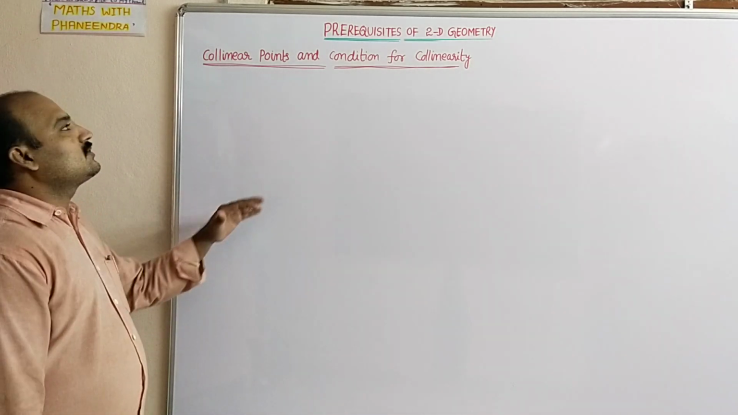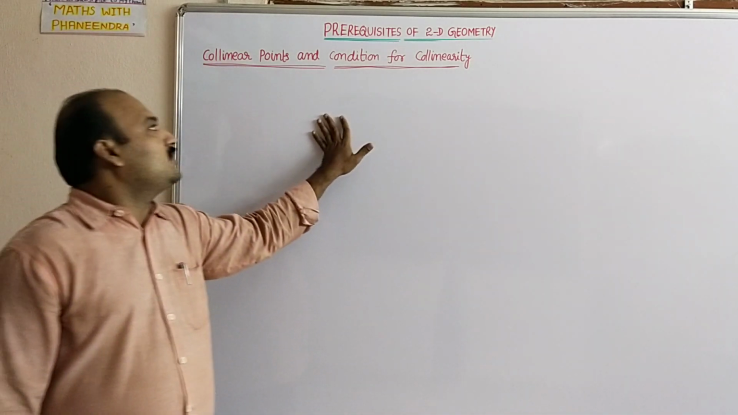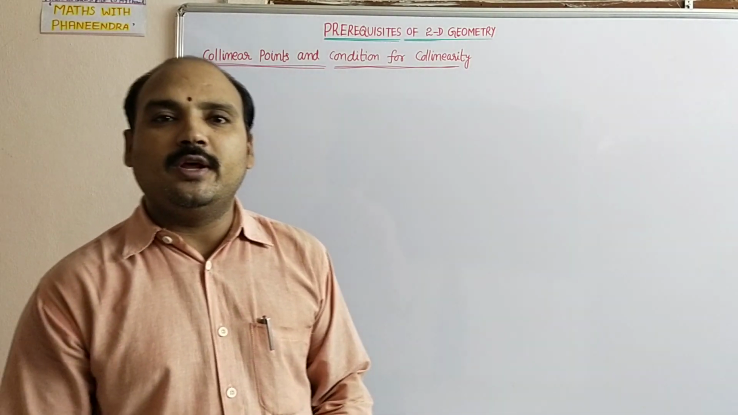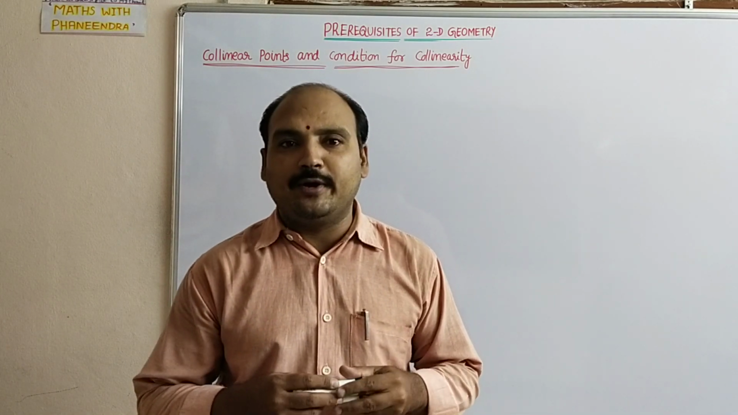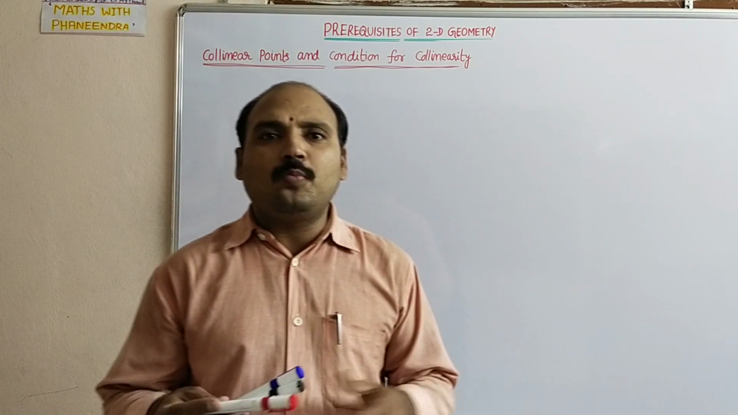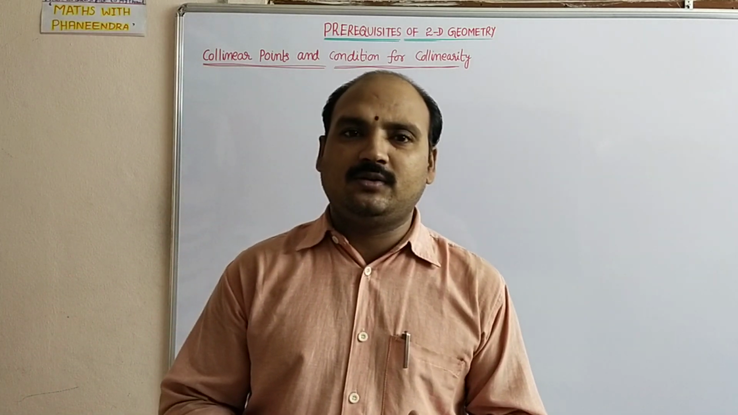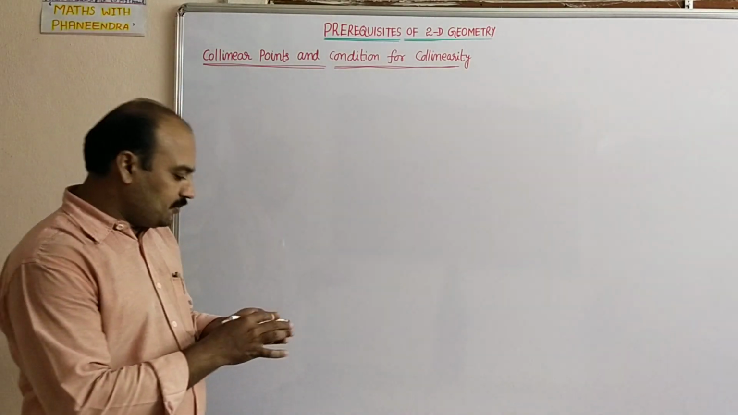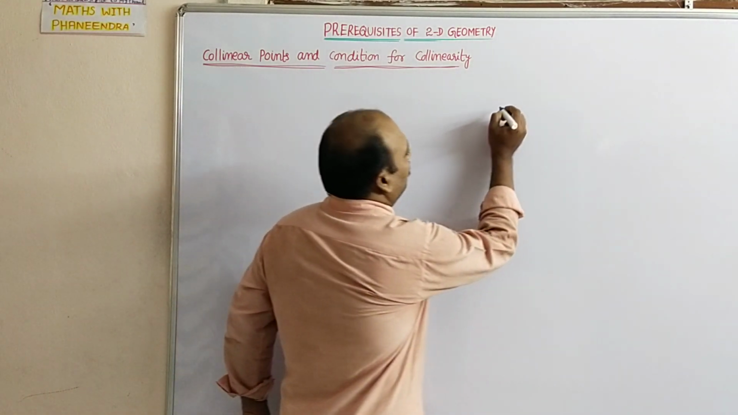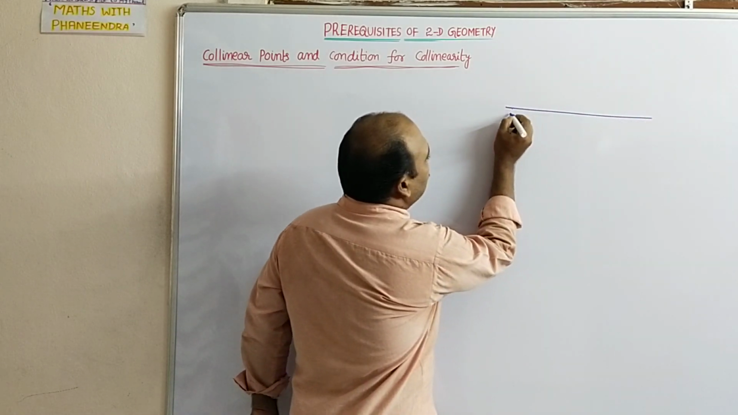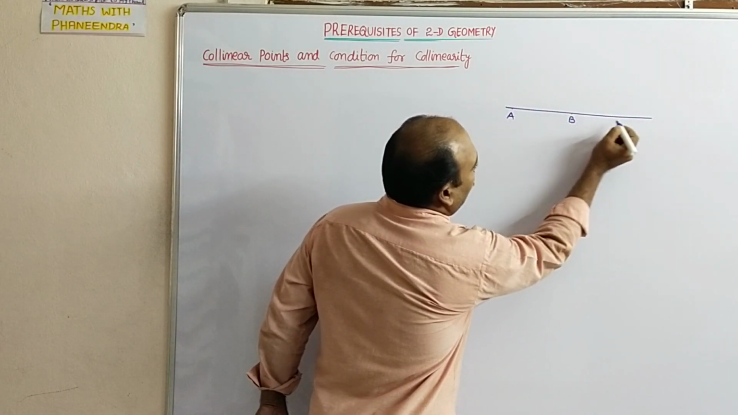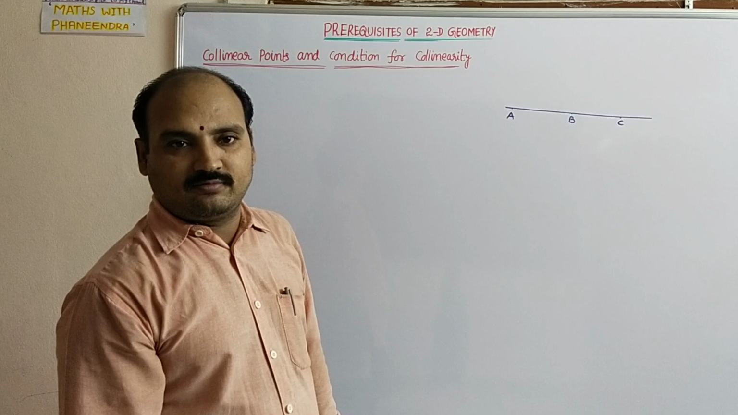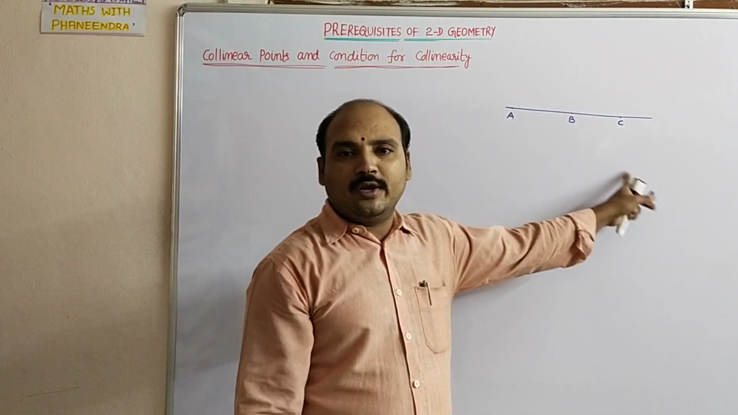Let us discuss the concept of collinear points and condition for collinearity. What is the meaning of collinear points? What is the definition of collinear points? Three or more points which are lying on the same line, then the points are said to be collinear. See here, if you observe the points A, B, C, these 3 points which are lying on the same straight line, so then these points are collinear.